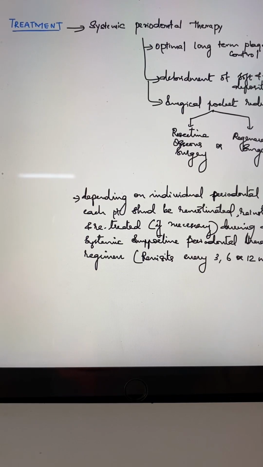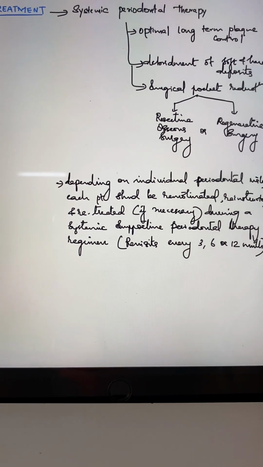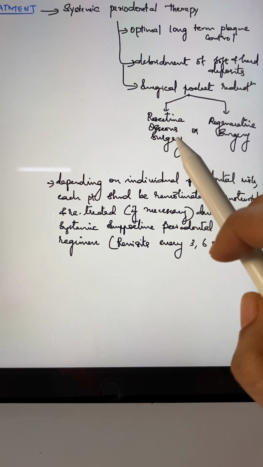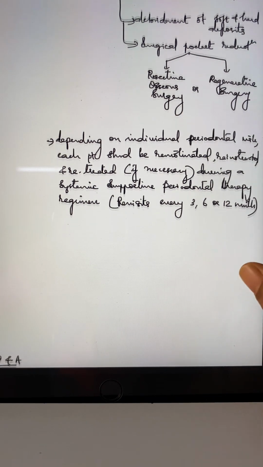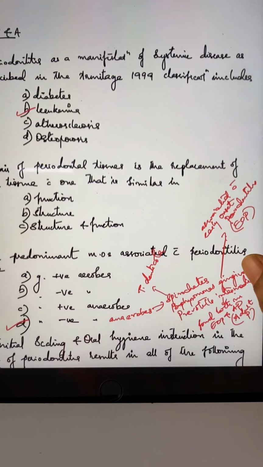Then next is the treatments. Treatment is the systemic periodontal therapy. They are the optimal long-term plaque control, then the debridement of soft and hard deposits, then a surgical pocket reduction by surgeries like resective osteosurgery or the regenerative surgery. And depending on the individual periodontal risk, each patient should be remotivated, re-instructed and retreated if necessary, and during a systemic supportive periodontal therapy regimen, they have to revisit every 3, 6 or 12 months. So this is about chronic periodontitis.